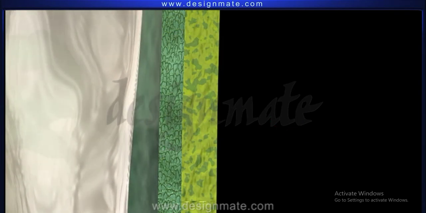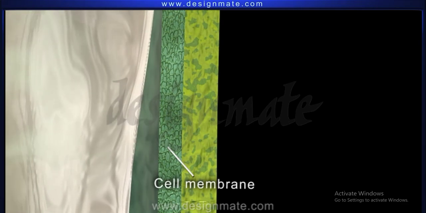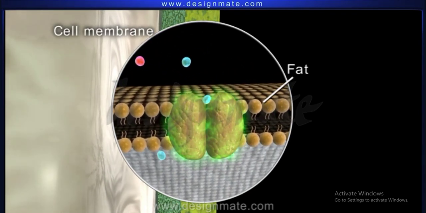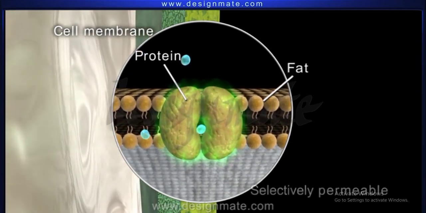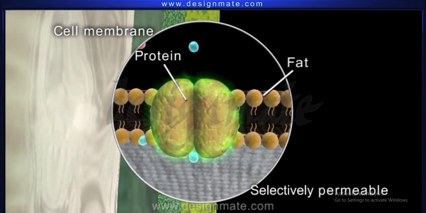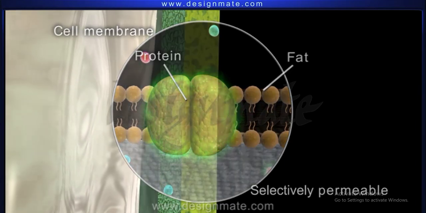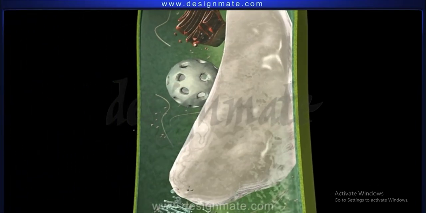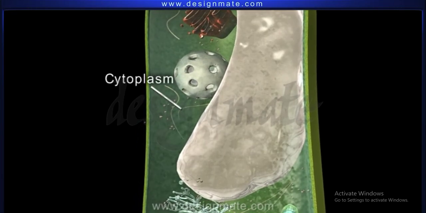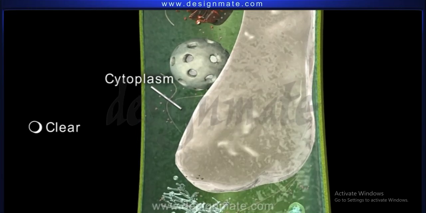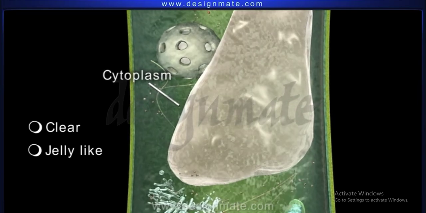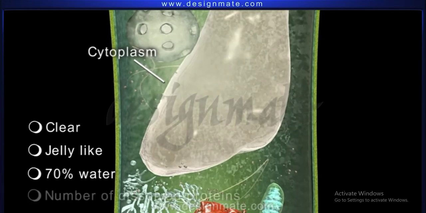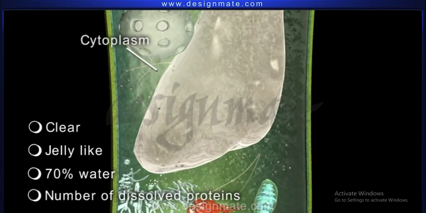Right against the cell wall, we find a cell membrane. It is a very thin lipid bilayer of fat and protein and is selectively permeable. The cell membrane encloses the cytoplasm, which is clear, jelly-like, and is made of 70% water and a number of proteins dissolved in it.